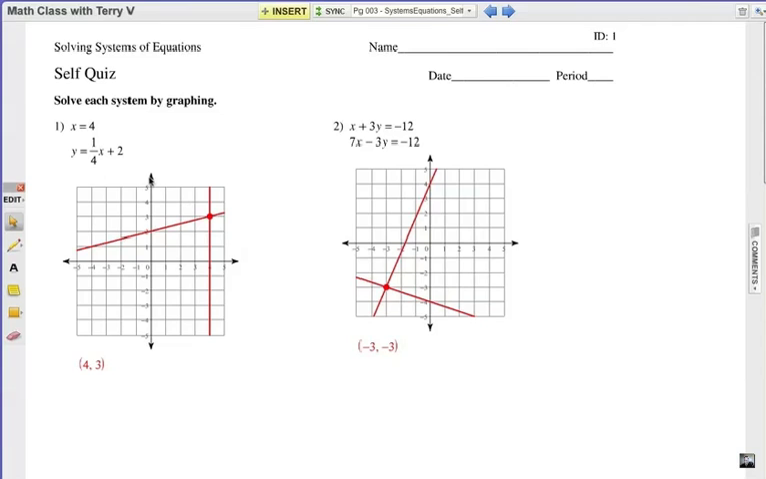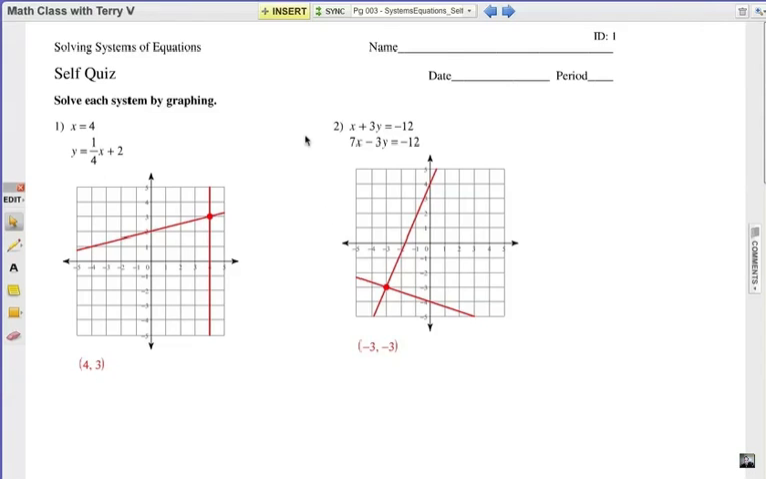All right, for numbers 1 and 2, the line x equals 4 is this vertical line here because all the x values up and down that line are all positive 4, and the y values are anything they can be. So vertical line there. And this is a line here with a 1/4 slope and a 2 y-intercept. So put a dot at the positive 2 and you're going to go over 4 and up 1. And it turns out that that is the intersection point if you draw it carefully, (4, 3).